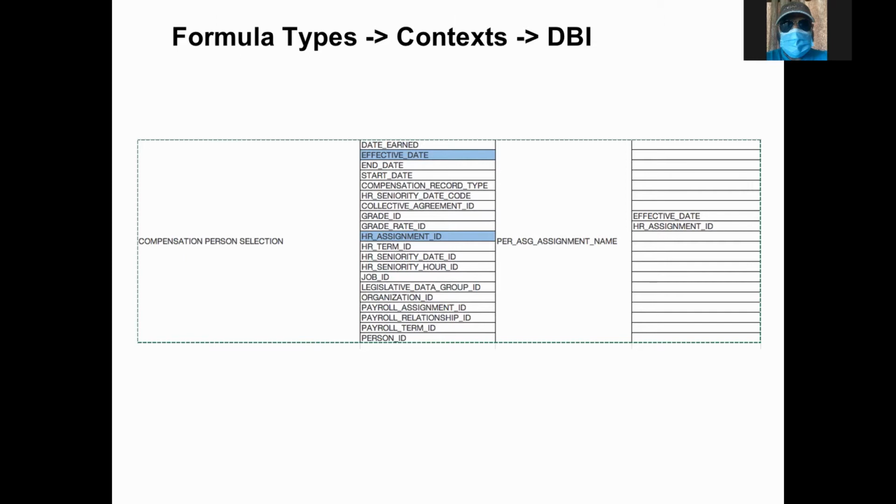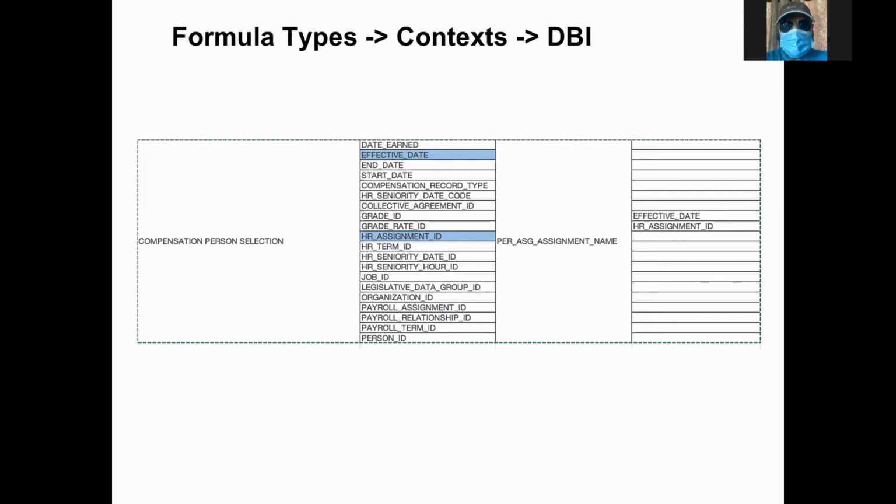How are they related? The relation is by a context. As long as the context available for a formula type matches the context used in a DBA, the DBA is available for the product. A compensation formula can access a DBA from benefits, compensation can access a DBA from core HR, absences, as long as the work class conditions are coming as a context. Okay.